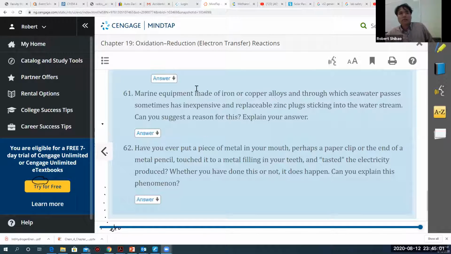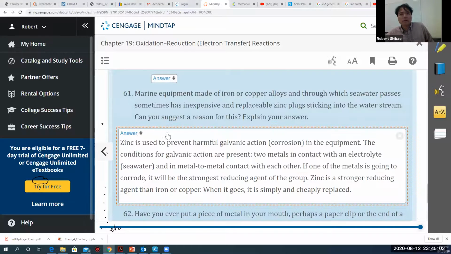All right. And so zinc is used to prevent the copper or iron from oxidizing. If you have some iron, and zinc is easier to oxidize, it's a stronger reducing agent. So if you attach the zinc to the iron and the oxidizer comes along, it's going to attack the zinc. This is called galvanized iron.